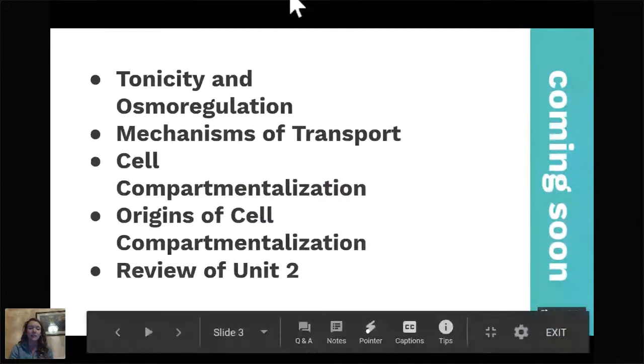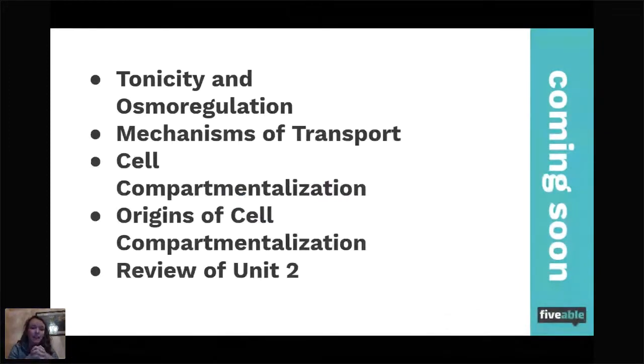As I said, lots of good things coming soon. So tomorrow night is tonicity and osmoregulation with Jessica. And then we'll have mechanisms of transport, cell compartmentalization, and then the origins of cell compartmentalization. And then by the end of October, so in the next 2 weeks here, we'll actually review Unit 2. So that's all things cell and cell structure. So if you remember Unit 1, chemistry, now we're moving into cells. And then up next, we're going to talk more about cellular energy and all the important things that go along with that, like enzymes, cellular respiration, photosynthesis. So that'll be our next unit, Unit 3. But that's what's coming up as far as our next streams for you guys.